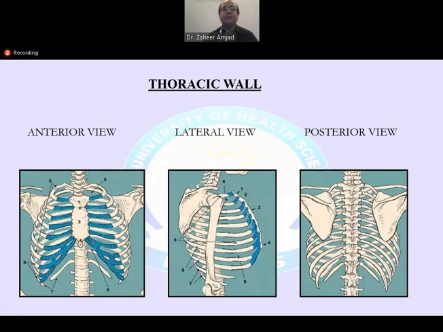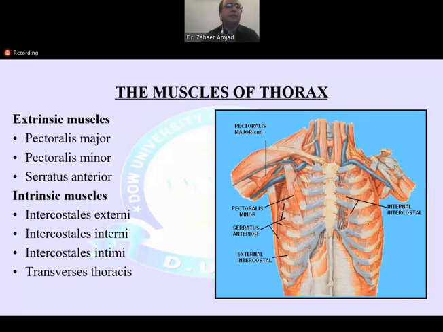So we are not going into detail of this, but if you see the muscles of thorax, you can divide into extrinsic and intrinsic muscles. Extrinsic are the pectoralis major, pectoralis minor, serratus anterior muscles, and intrinsic, as I told you before, are intercostal muscles: external intercostal, internal intercostal, and innermost intercostal muscles. And in the anterior aspect, on the inside, are the transverse thoracic muscles. This is actually part of the innermost intercostal muscle. So basically there are three intrinsic intercostal muscles, and these are the muscles which are responsible for inspiration.